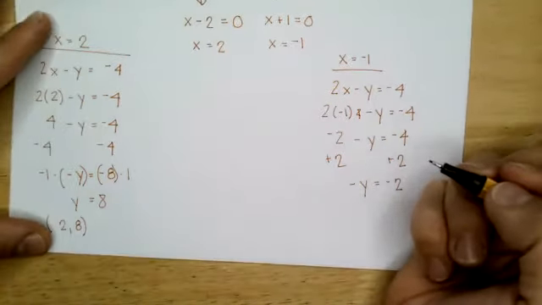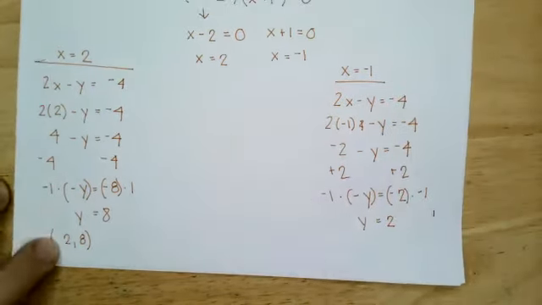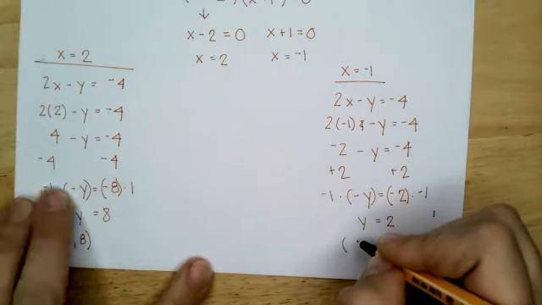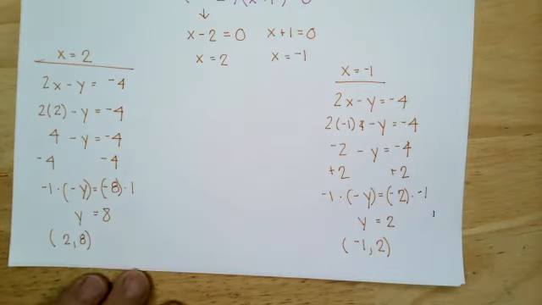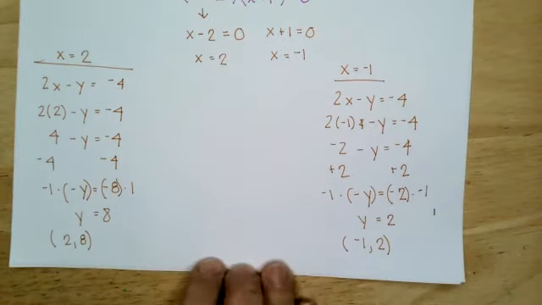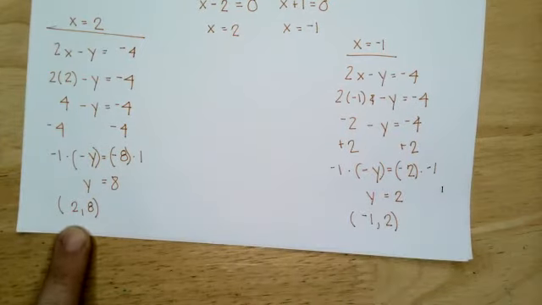And y equals a +2, right? If we multiply by -1, multiply by -1, y equals 2 when x is -1. So my next point is -1, 2. Okay. If you graph both of these in Desmos, you should find this point. They intersect at this point and they intersect at this point.